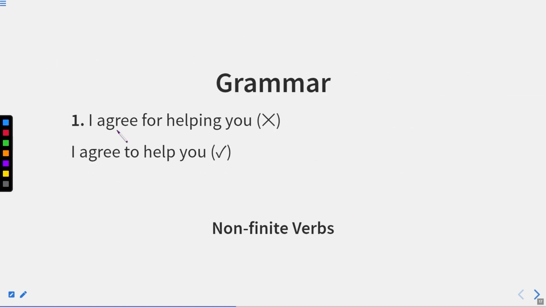For example, I agree for helping you. Now, as I told you, if the word agree is there, we have to make it follow with an infinitive. But here we are using for helping, which is incorrect. So I agree for what? To help you. This is the purpose for my agreeing with you. So I agree to help you. Now, to help is an infinitive after the verb agree.